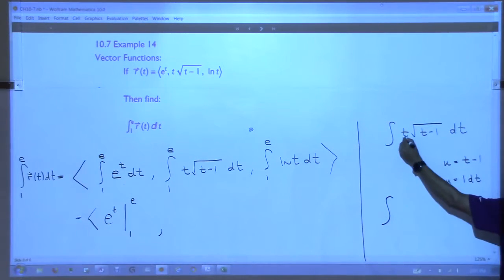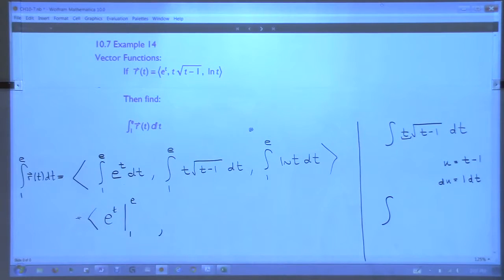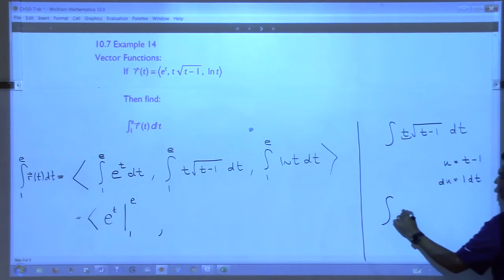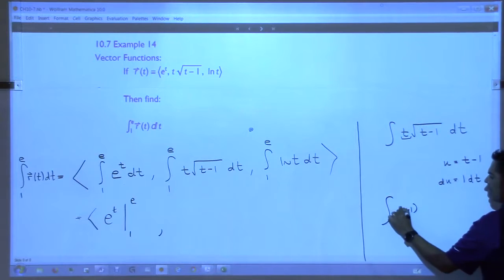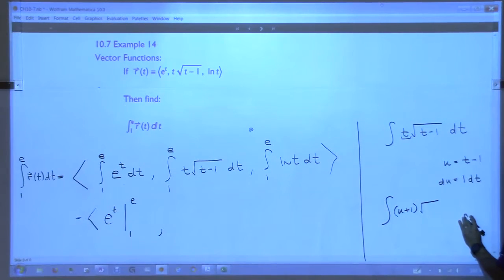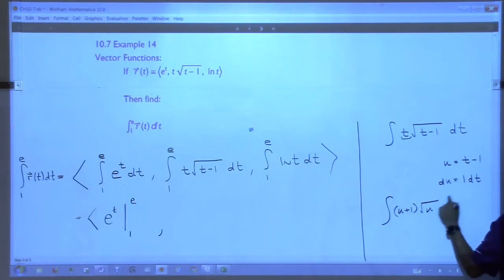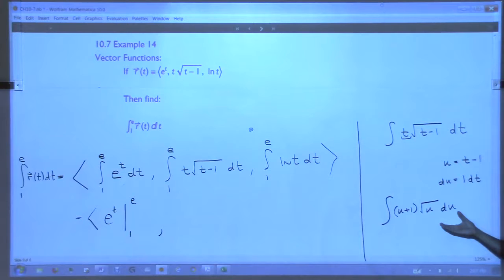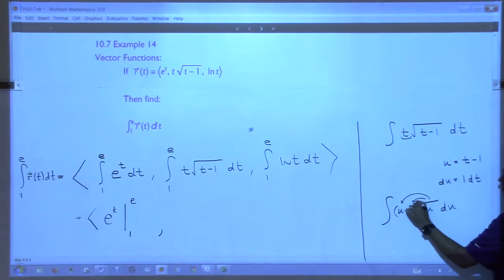And what would I replace t with? u plus 1. So you solve that for t. So u plus 1 here. And then this would become root of u, and then we'll have dt is du. So we've rewritten the integral in terms of u now, but now we can actually work with this because we can pass this through the parentheses.